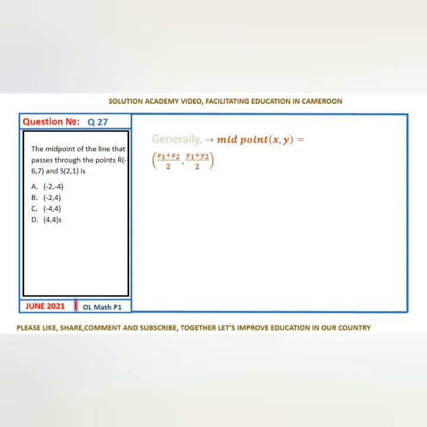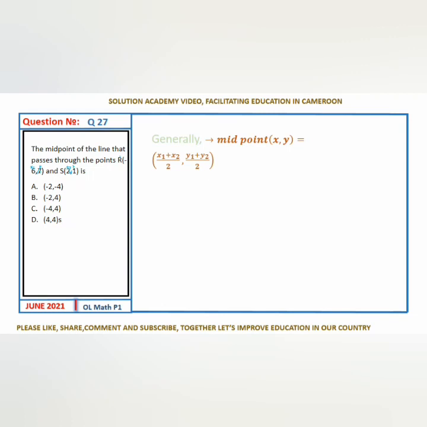Okay, the first point on R you can always call your x1, and automatically the corresponding point to it will be your y1. And if you move to the other point S, the first point represents the position of x, so it becomes x2, and automatically the second position becomes y2.